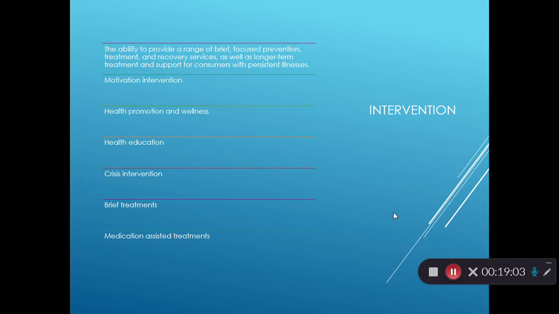That leads us to intervention. What types of interventions does your agency need to provide? Motivational interventions? What about holistic care, promoting better health, better wellness, ways to take care of yourself, whether that's mentally or physically? Education? What about when people get acute? Do you have crisis intervention services? You could also have brief interventions, things that are just one or two classes.